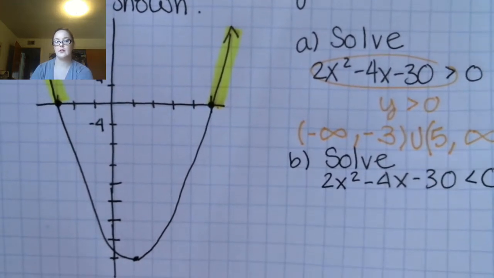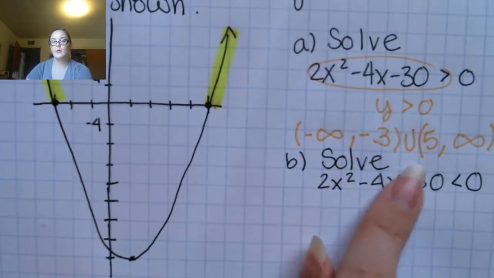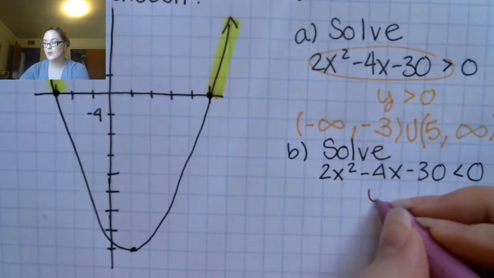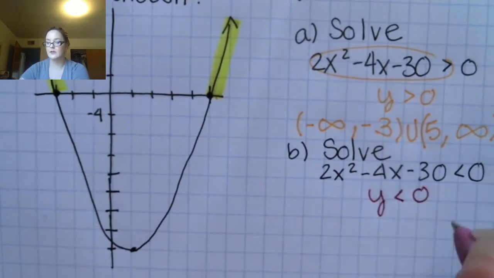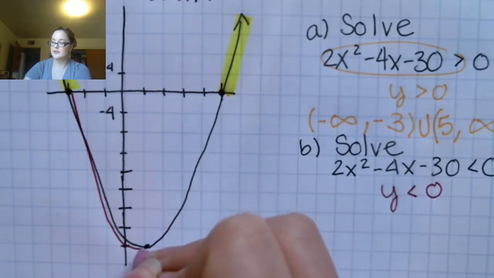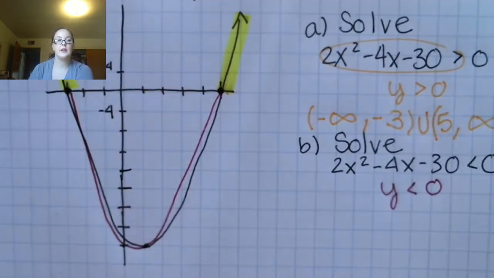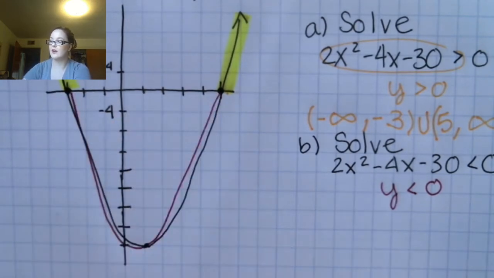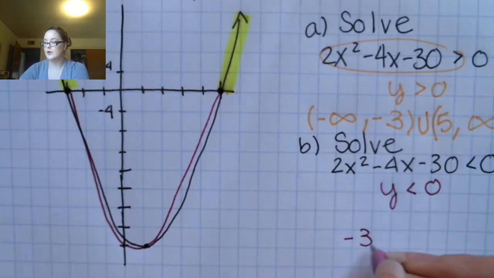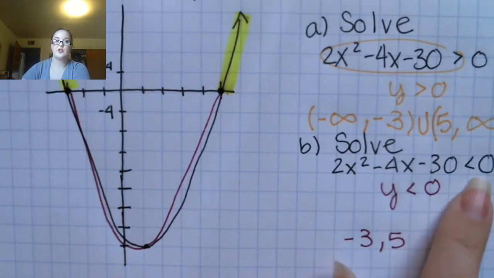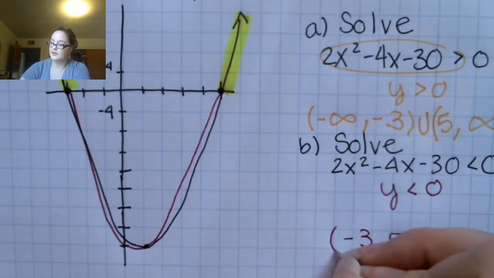All right. For part B, it's saying when is this stuff less than 0? Okay, so it's really asking when is y less than 0. So when you look at the graph, here's the part where y is less than 0. Okay, and you're going to give the x values that go with that. So they're between -3 and 5. So they go from -3 up to 5. Okay. And because it's just less than, we're going to use parentheses.